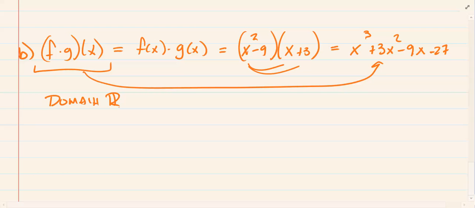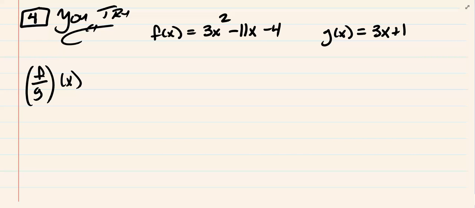Okay, here's the try-it-yourself. There's two functions. I have f, I have g. Okay, one's quadratic, one's linear. So the domain for each is all real numbers. I want you to do f divided by g of x and tell me the domain of the quotient.